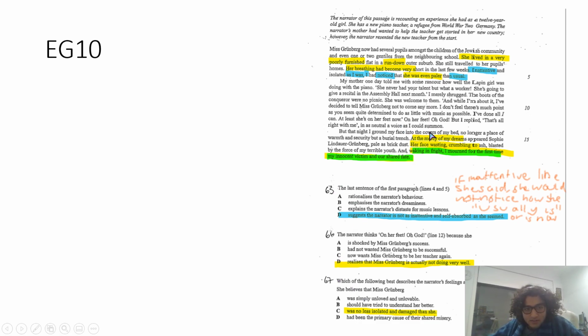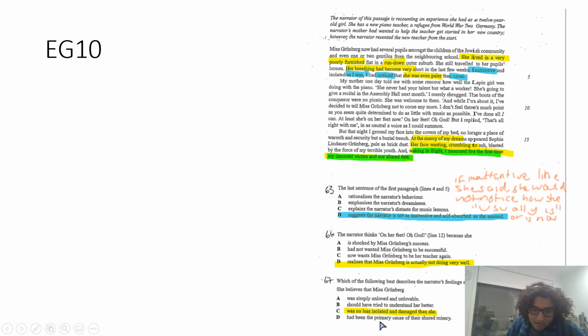The whole paragraph she's talking about, at the mercy of my dreams, her face wasting, crumbling to ash, blasted by the force of my terrible youth, right? This whole paragraph, alongside the main idea, and these explicit evidence in these sentences, waking in fright, I mourned for the first time my innocent victim and our shared fate. That's all leading to the answer being C. Was no less isolated and damaged than she.